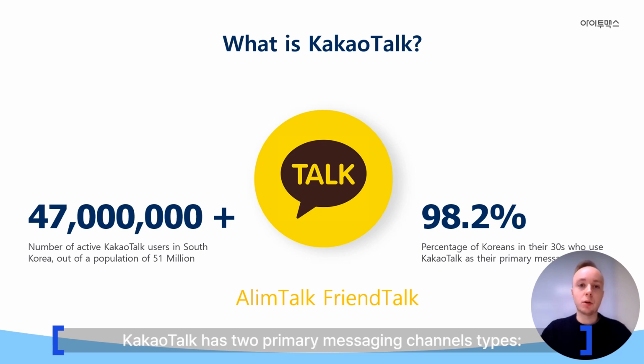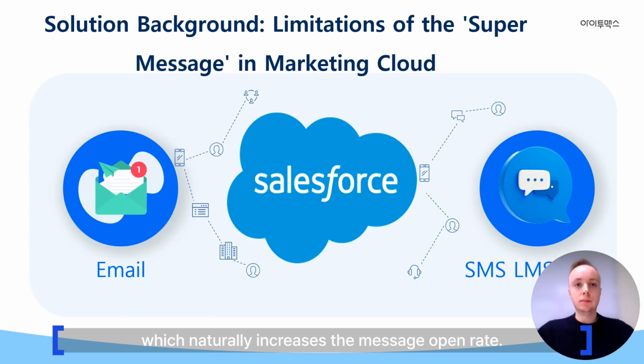KakaoTalk has two primary messaging channel types, Alimtalk and FriendTalk. FriendTalk is a channel dedicated for advertising messages and is only available after a customer registers interest as a Plus Friend. Alimtalk, on the other hand, is reserved for informational messages such as updates to a customer's order status and therefore requires you to register a template with KakaoTalk before using it. As you can imagine, it's easier to get marketing consent from Korean consumers over KakaoTalk. This is because when you receive a KakaoTalk message, you know it's from a company you have already registered an interest in, which naturally increases the message open rate.